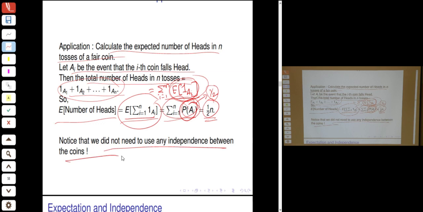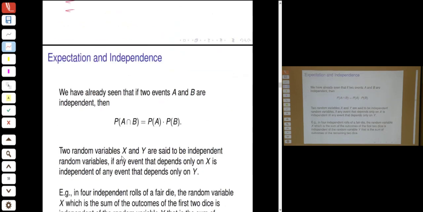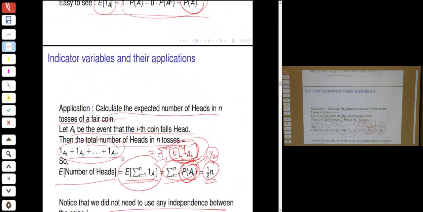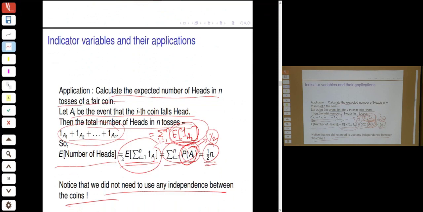Notice that we did not need to use any independence between the coins. Okay. Any questions about indicators? Any questions?